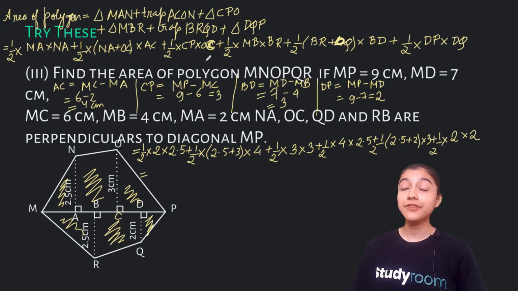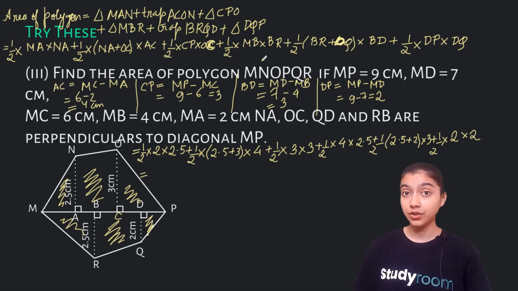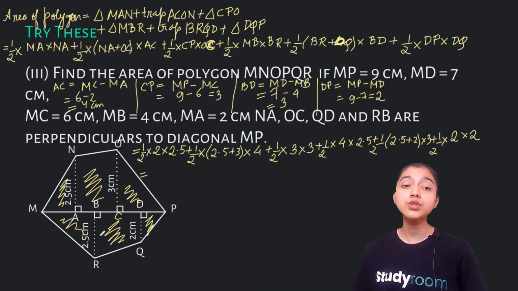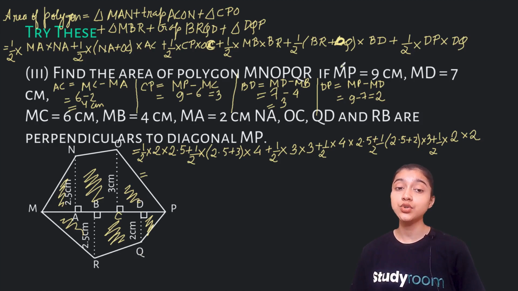Next up, we have another right angle triangle, that is triangle MBR. Its area will be half base, that is MB, multiplied with height, that is BR. Next up, we have another trapezium whose area will be half into the sum of its parallel sides, that is BR plus DQ, multiplied by the perpendicular distance between them, that is BD. The last thing that we have over here is another right angle triangle, that is DQP, whose area will be half into base, that is DP, multiplied by the height DQ.